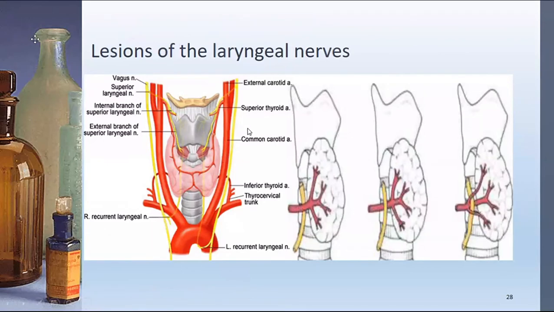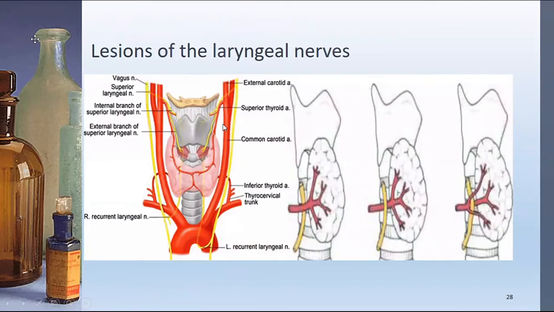Now, the larynx, this is orientation first. Orient yourself with the recurrent laryngeal nerve. This is your superior laryngeal nerve. This is your recurrent laryngeal nerve. It's easy to remember because it's recurrent. It goes down and then it goes up. This is the right laryngeal nerve. This is the left laryngeal nerve. It goes down and it goes up.